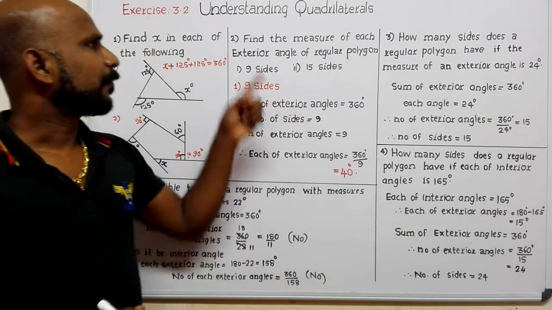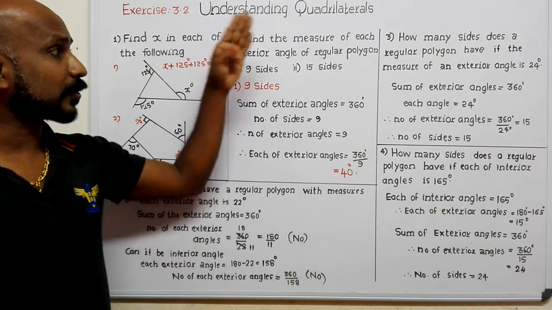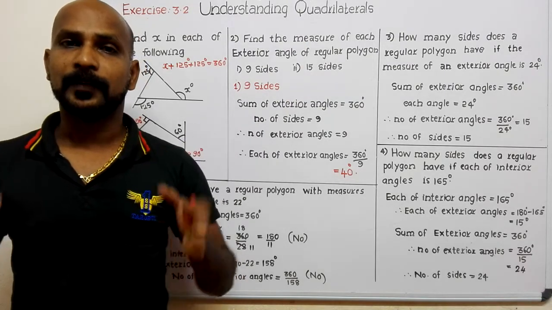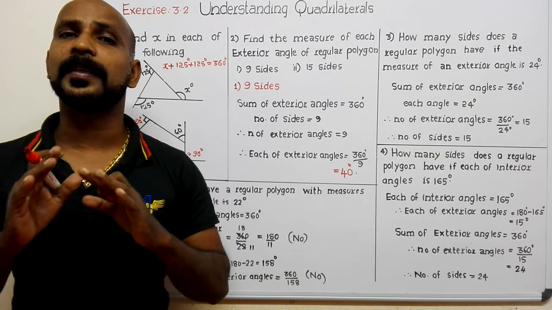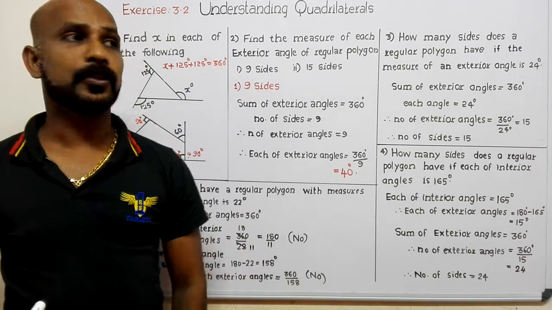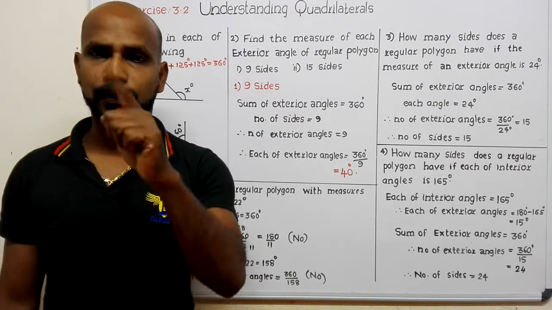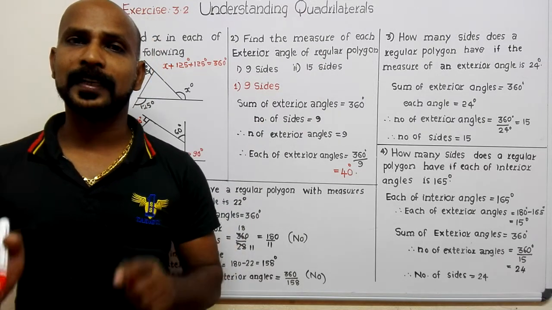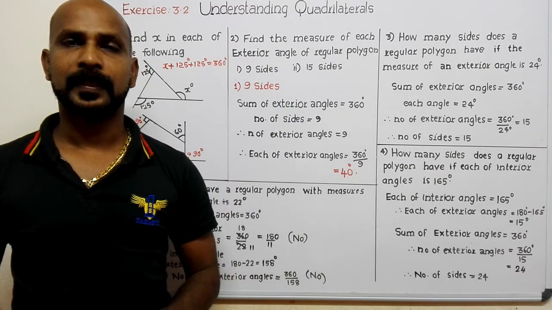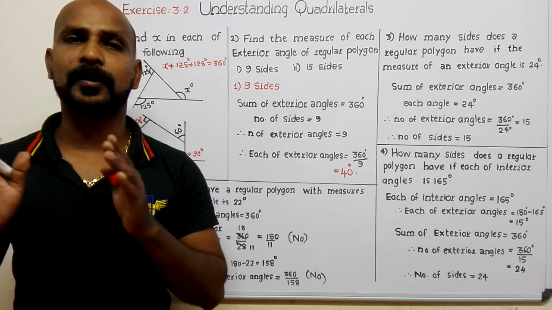We can read the question. Find the measures of each of the exterior angles of a regular polygon. In the case of a regular polygon, each exterior angle should be equal and each interior angle also should be equal. So our aim is to find each of the exterior angles of a regular polygon of 9 sides. We should know that the number of sides is always equal to the number of exterior angles and the number of interior angles, in every polygon.